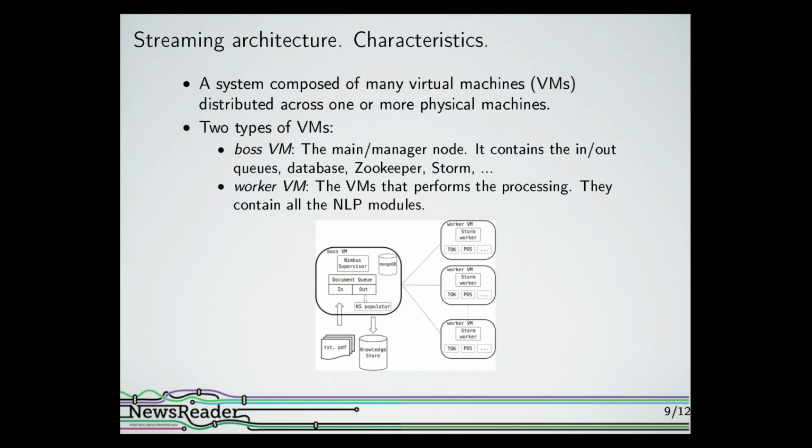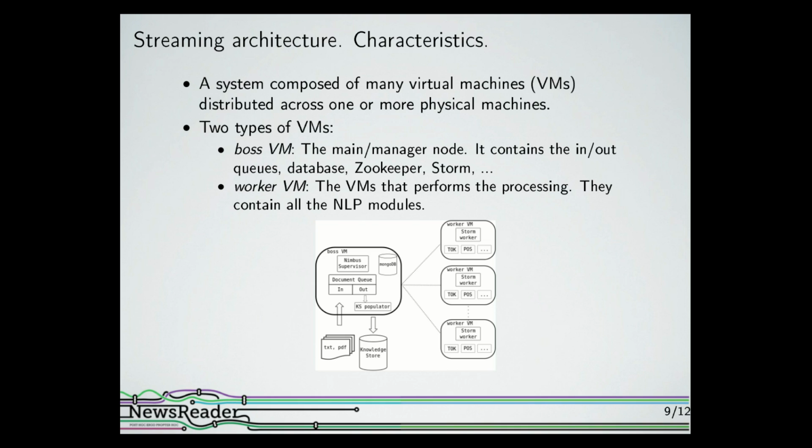The boss machine contains one input queue for storing input documents and one output queue where fully processed documents are stored. It also contains all the software used to orchestrate all the work to be performed in the distributed cluster. And then there are many worker nodes which actually perform the analysis. Worker nodes contain copies of the NLP modules used in the pipeline. When a document enters the system, it is stored in the input queue and it waits until some worker node is ready for consuming it.